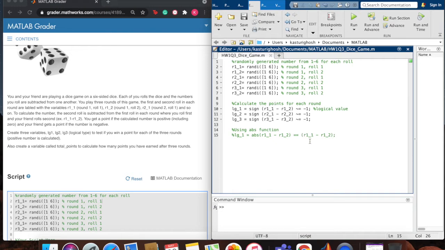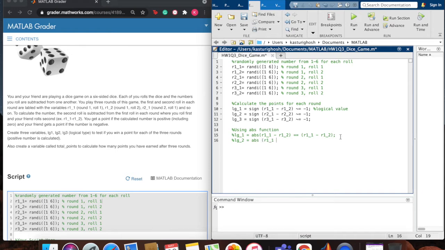However, if the result of this particular subtraction was a negative number, which means your friend won, the absolute function would return a positive value, whereas this particular expression would give a negative value, which would not be equal to each other, and therefore the answer for logical 1 would be a false, thereby denoting that your friend won. Okay, so that's how I'm also going to write LG2 and LG3.